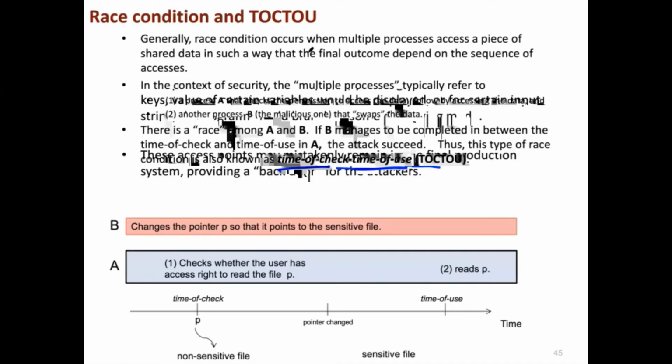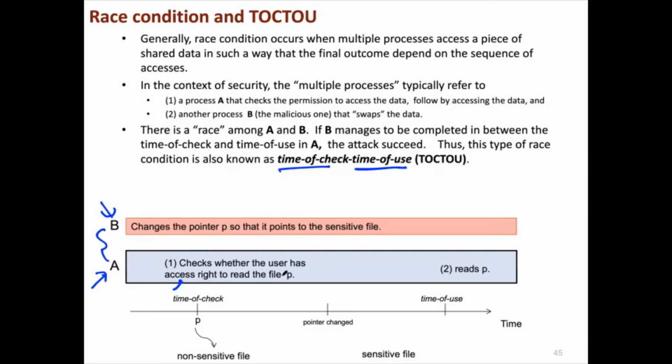Let's look at this example with B and A. These are two parallel processes running concurrently. A will first check whether the user has the access right to read the file P. If the user has the right, it will read the file. If the user doesn't have the right, it will stop. So you do this step, followed by this step.